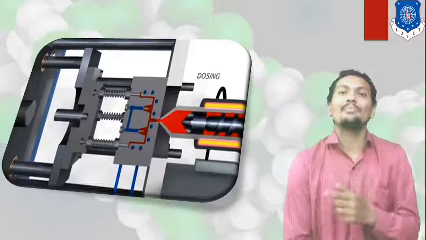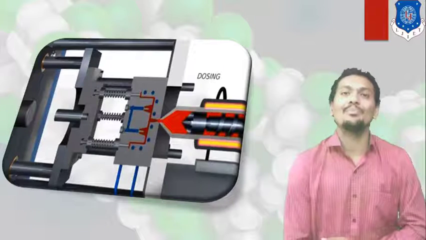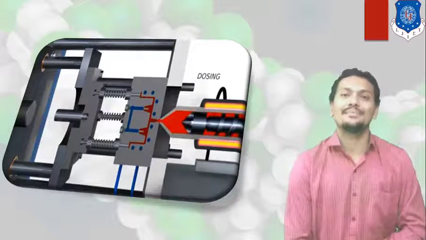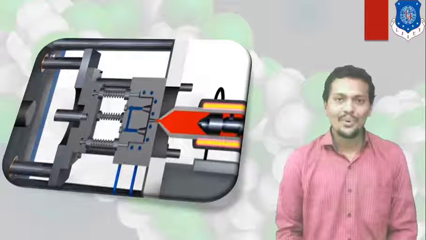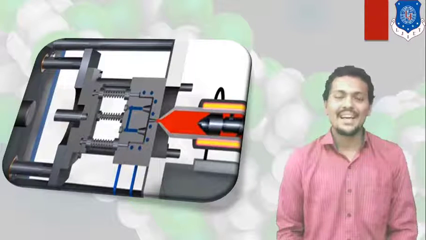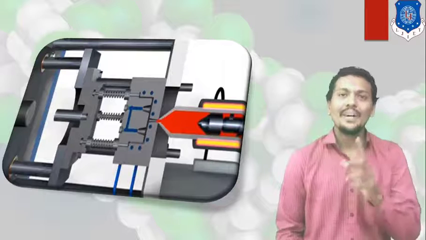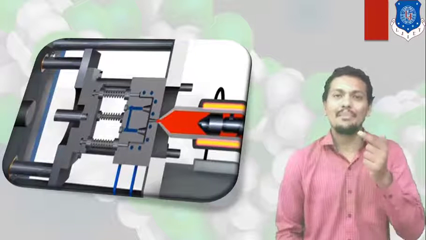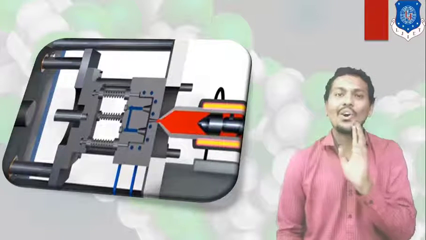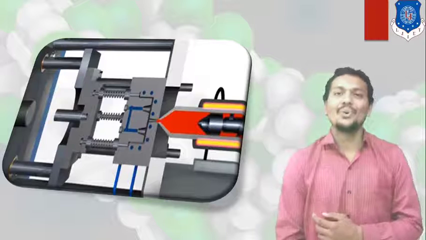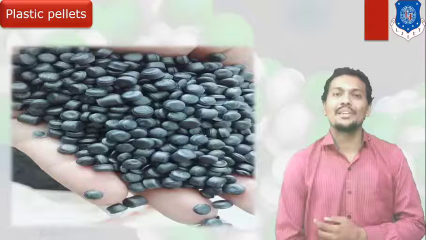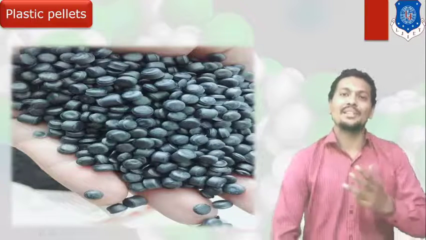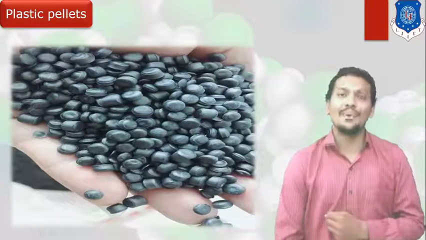So once again, we repeat the injection molding process. Injection molding is a simple process in which liquid plastic can be filled in the die or cavity. So let us start our discussion on different processes other than injection molding.